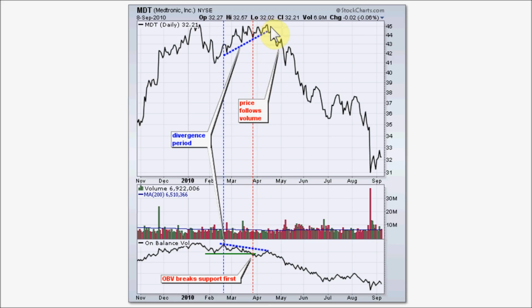This was the highest high right here. Okay, but it did predict, and then again, when it really broke support right there, that's when the stock fell hard. Okay, so price up, OBV trend line down, expect weakness in the stock going forward.